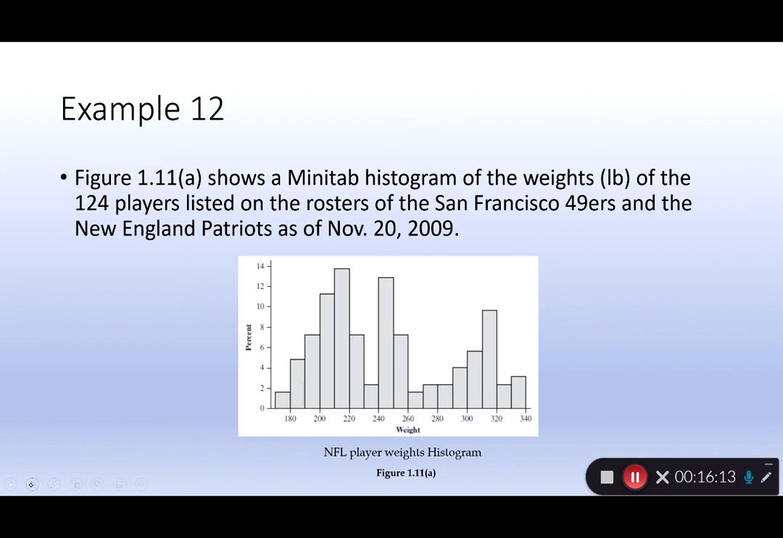So we could have a histogram looking like this, right? We have multiple peaks, right? This shows 124 players listed on the rosters of the San Francisco 49ers and New England Patriots in 2009. What we notice here is that we have three distinct peaks. Doesn't mean that there are three modes. It just means that there are three distinct peaks. The one on the right, the heaviest peak over here, is for our linemen. The middle peak corresponds to the linebackers, and the one on the left is the wide receivers, quarterbacks, etc.